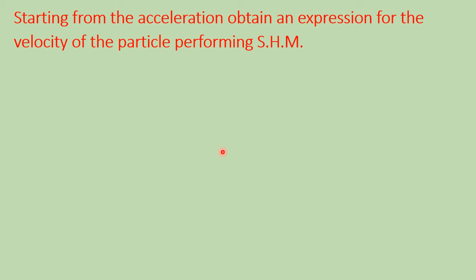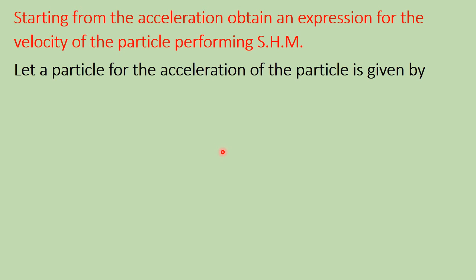Now, starting from the expression of acceleration, we calculate the velocity of a particle performing simple harmonic motion. Consider a particle performing simple harmonic motion. AB is the path of simple harmonic motion. The acceleration of a particle performing simple harmonic motion is given by the formula minus omega square x, equation 1.